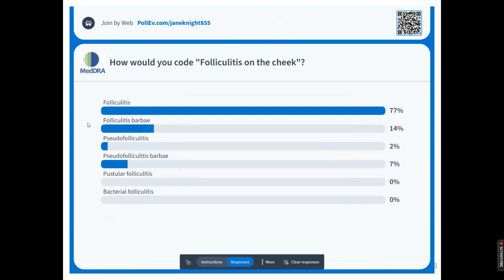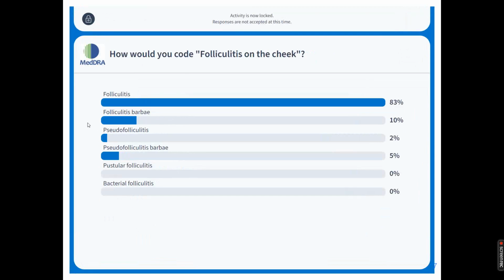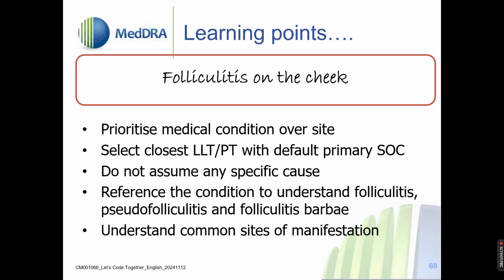Folliculitis most common there. Again, code as reported. A few of you are selecting the barbae option, either folliculitis or pseudo. But that's not what we've been told. We've been told it is folliculitis. Go with what's been reported. Really, I can't emphasize that enough. Code as reported. Use your medical judgment, but don't make assumptions. So prioritize the medical condition over the site. So folliculitis is what's been reported. Regardless of the body site, let's capture the condition.